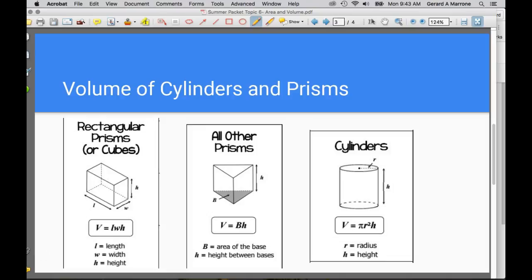So if you look closely at our all other prisms example, we've got 2 bases here. They shaded the bottom one for us, and I'm going to shade the top one in too. So we've got those 2 bases. We would find the area of each of them, or area of just one of them, and then find the height between the 2. That gives us our volume for those figures. And then the last 2 figures, once again, if you want to pause at this point, you can use these formulas to solve any of the volume problems that are in your packet.